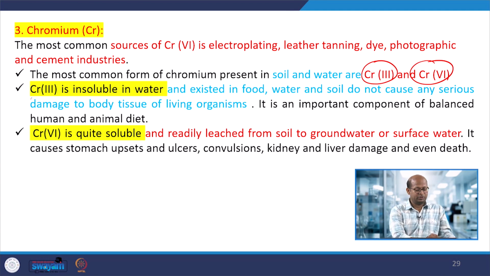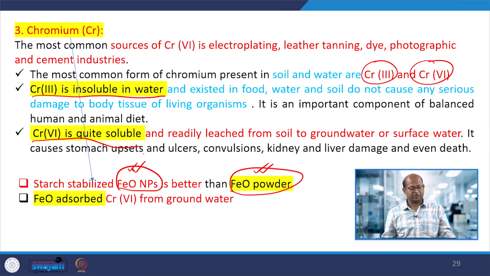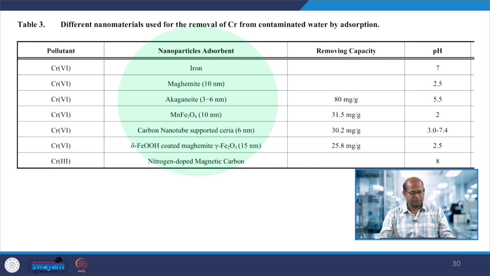Chromium 3 is insoluble in water, while chromium 6 is quite soluble in water. So, we have to separate them out with the help of iron oxide based nanoparticles, which are better than iron oxide powder. We can use iron oxide powder or iron oxide nanoparticles, but iron nanoparticles are better to separate out chromium pollutants. Chromium 6 is adsorbed on iron oxides. In groundwater where chromium 6 contamination is present, we can separate it out by using iron oxide nanoparticles as adsorbents.